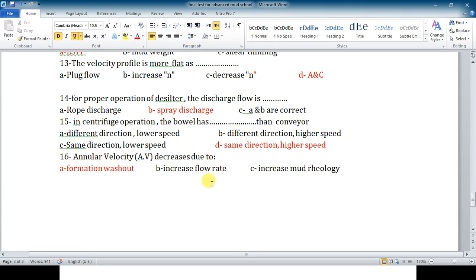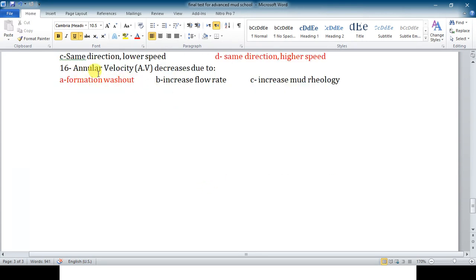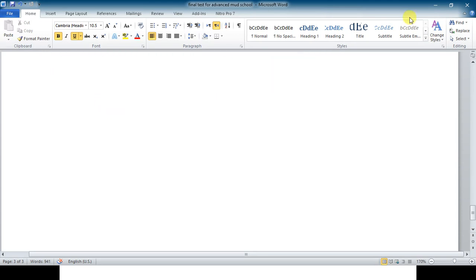Finally, and the last question. 16, the annular velocity decreases due to increase in the flow rate. This is wrong answer, because it depends on the decrease in the flow rate. Increase the mud rheology, this is also wrong answer. But the formation washout is the right answer. Why? Because the formation washout makes the annulus large, and so the annular velocity will become low. So number 16, the right answer is number A, the formation washout.